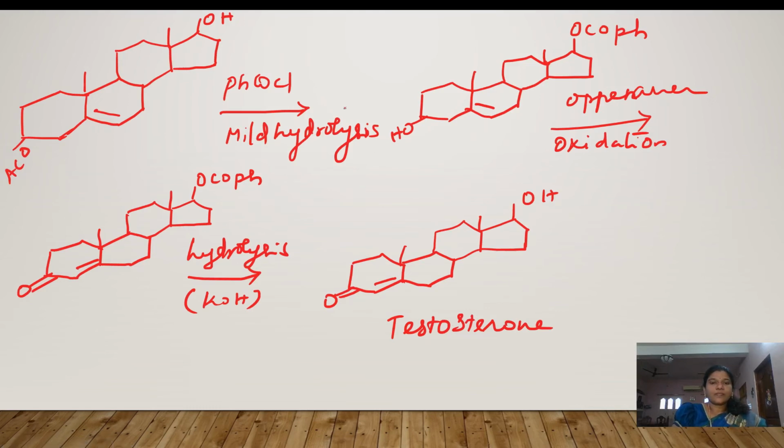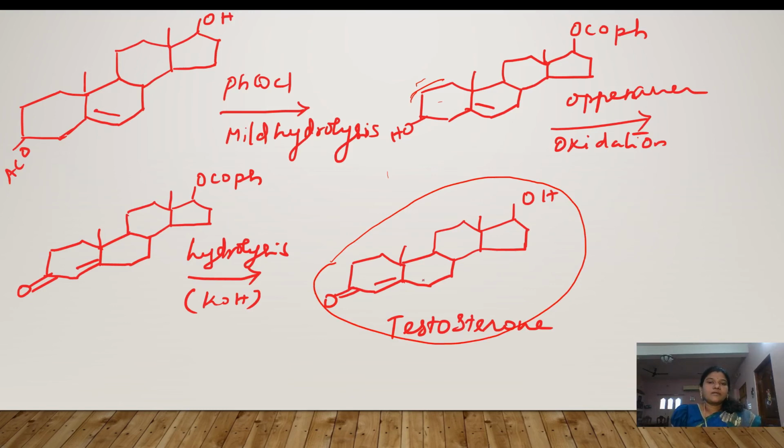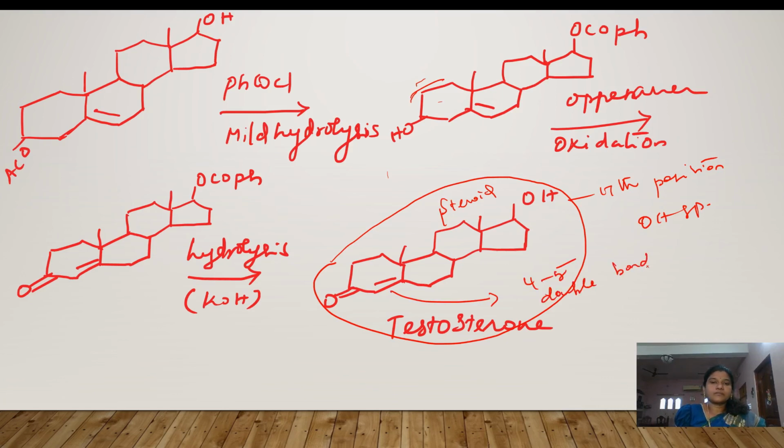This is the structure of testosterone. The basic carbon skeleton is steroid. At the 17th position, there is an OH group. The double bond is between 4 and 5. At position 3, there is a keto group.